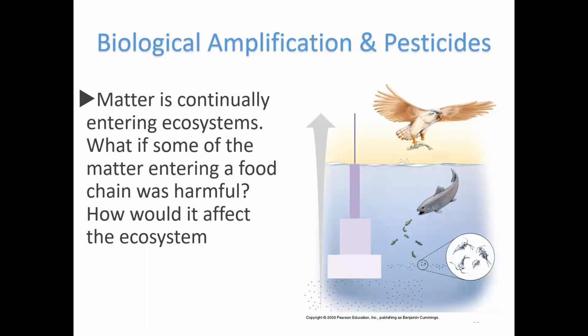Okay, biological amplification of pesticides. Matter is continually entering ecosystems. What if some of the matter entering a food chain was harmful? How would it affect it?